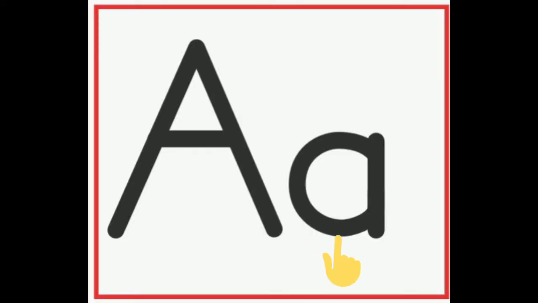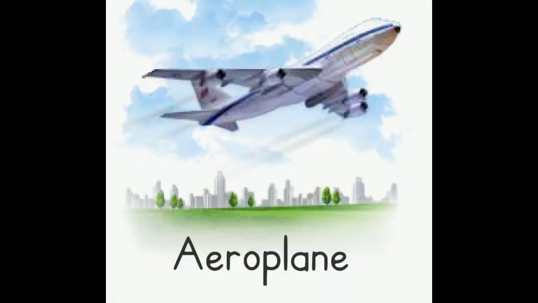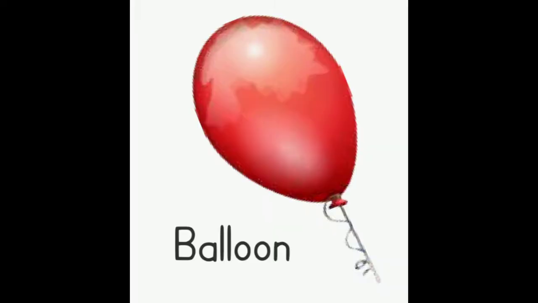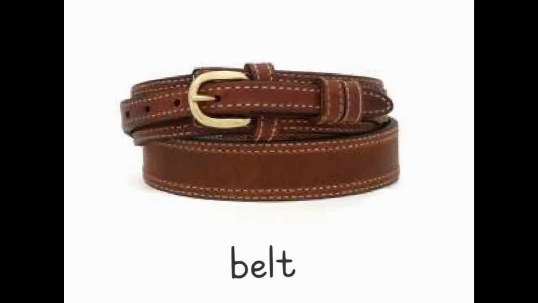Alphabet A, capital A, small a. A says A. A for aeroplane. A for alligator. Alphabet B, capital B, small b. B says B. B for balloon. B for belt.